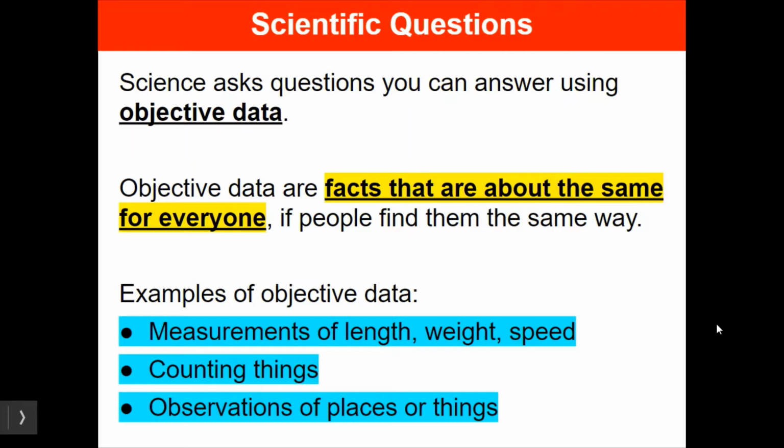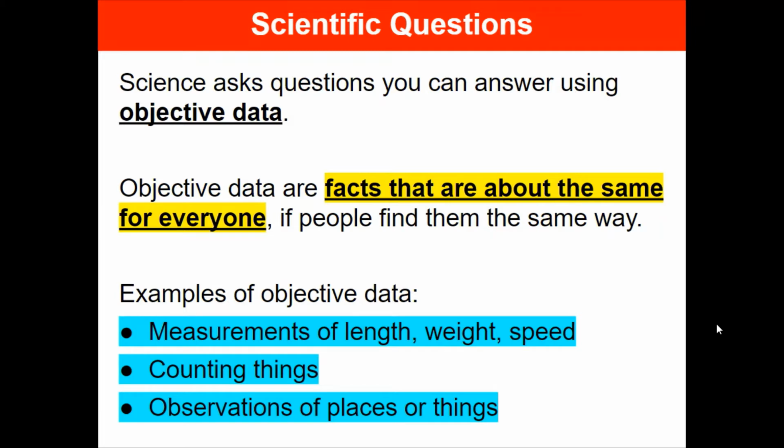Scientific questions are not just like regular questions. Science asks questions you can answer using objective data. And I underline that because that's like a vocabulary word. You will need to know what objective means. So objective data are facts that are about the same for everyone if people find them in the same way.